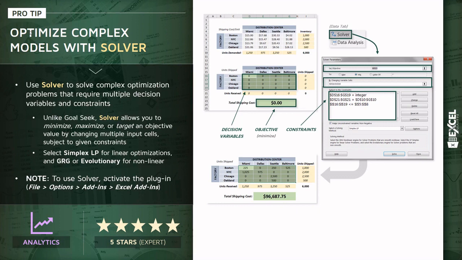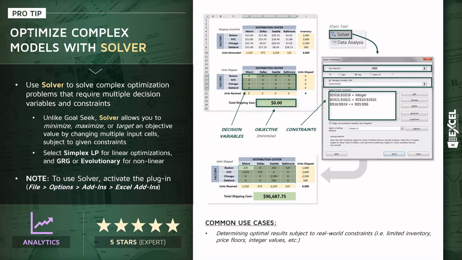So as you can see, incredibly powerful tool. Common use cases, just like we see here, determining optimal results subject to real-world constraints. Things like limited inventory, like price floors, like integer values, etc. So with that, let's jump into our pro tip workbook and solve this optimization problem step by step.